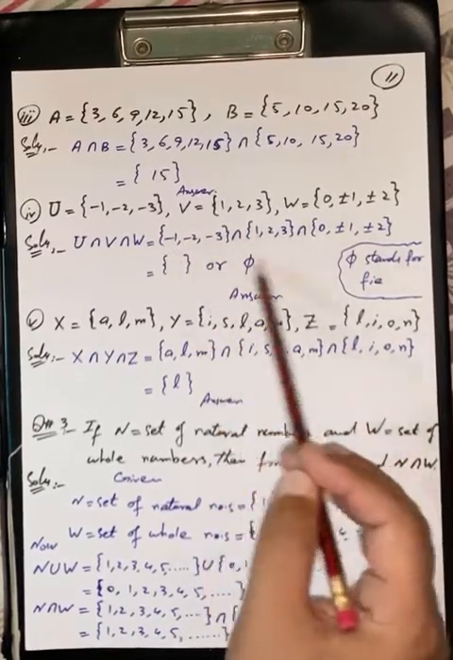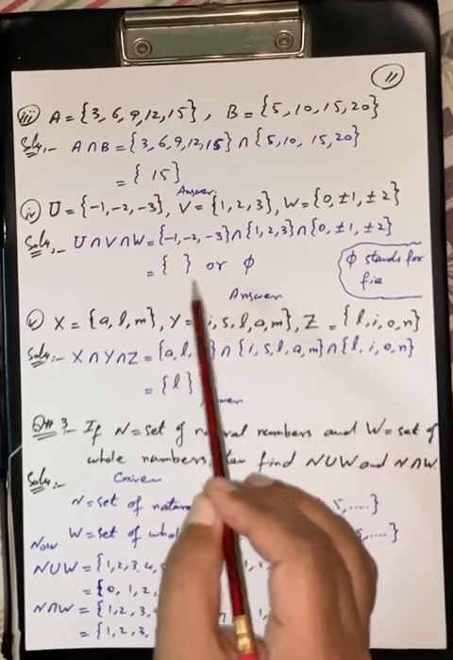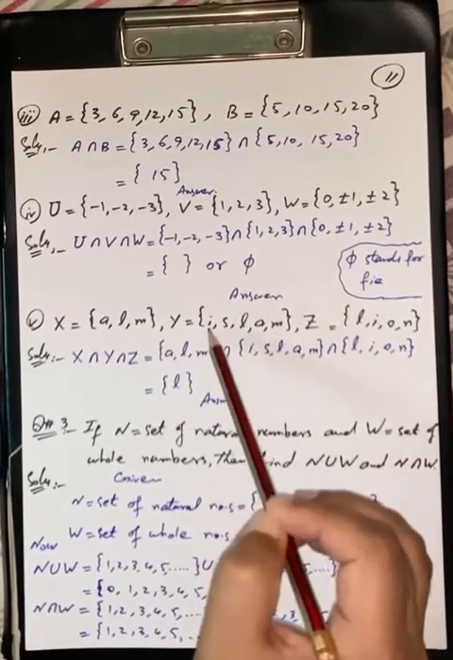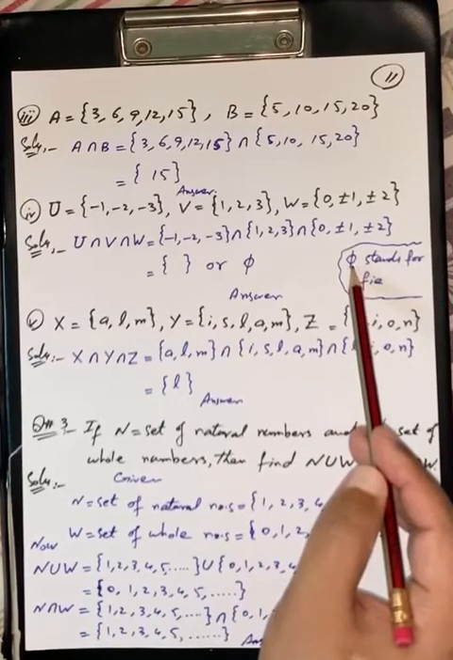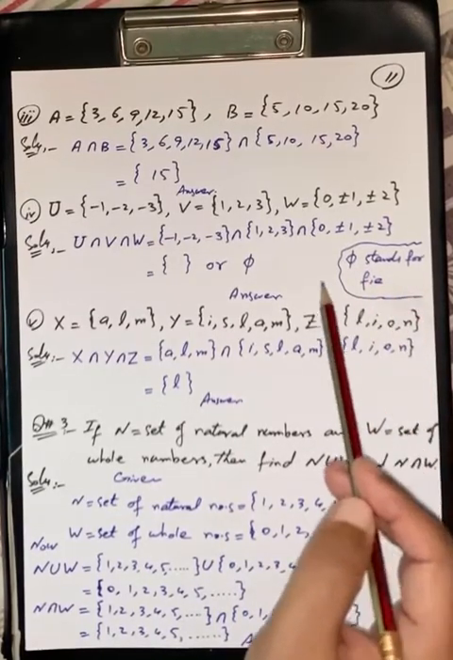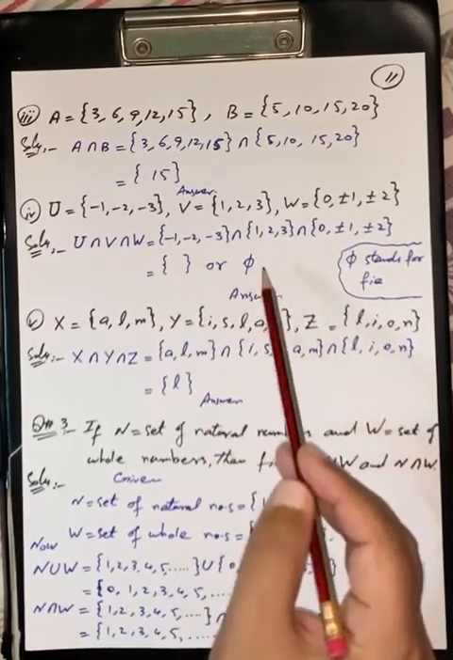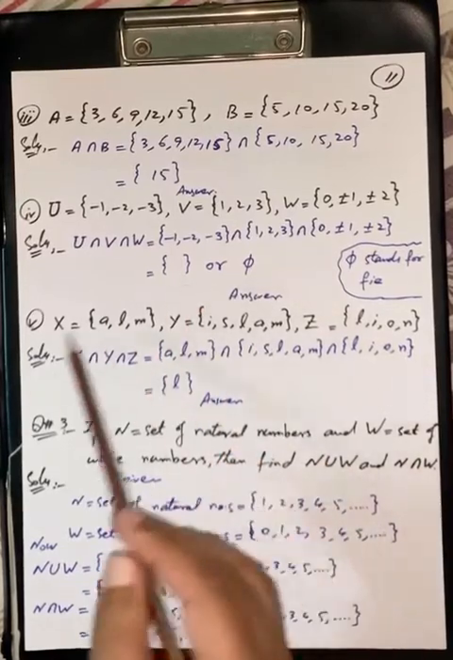Means nothing common in these three. This means that it's my empty set. Or you can write a circle with a line on it. It is called phi, F-I-E, phi. It stands for the empty set. Okay, dear? You can write these two brackets with nothing inside, or you can write the symbol phi.